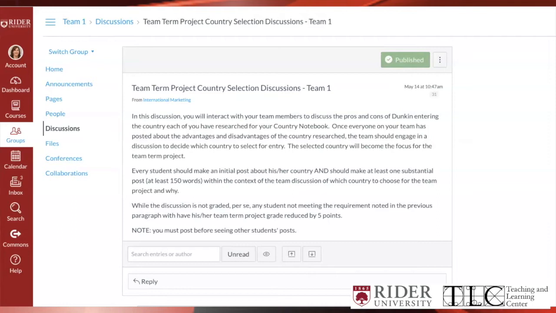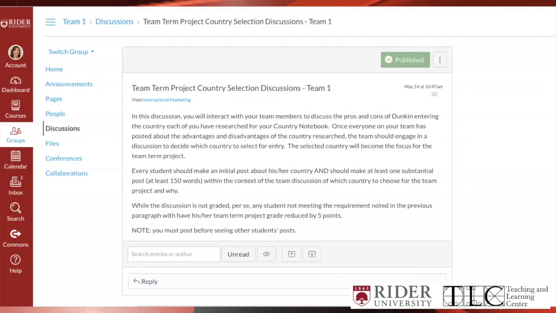The first part was individual research that students did on a particular country, trying to investigate whether it was a good potential target of entry for Dunkin'. This was a country where Dunkin' currently did not have a presence. So the students would work with Diane Campbell in the library, and they conducted a lot of research to evaluate and come to a decision as to whether the country that they were assigned would be a potentially good entry point for the company.